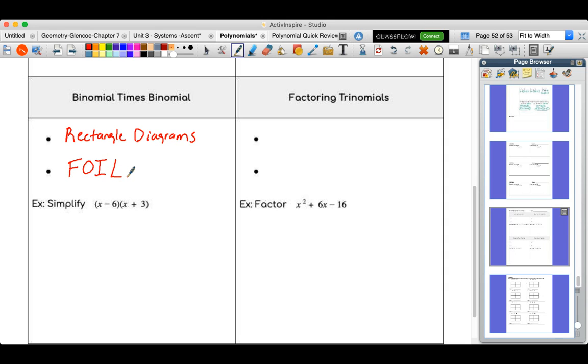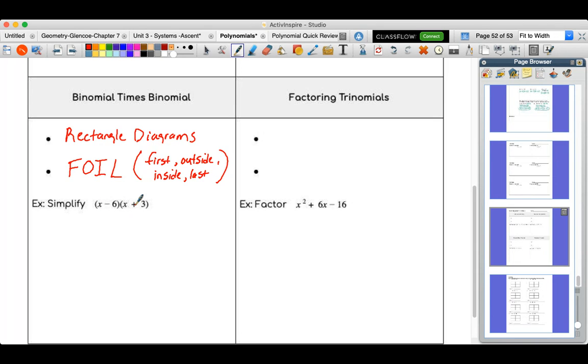if you prefer the FOIL method, which remember stands for first, outer or outside, inside, and last. And that just helps us remember basically the distributive property that you need to do with all 4 combinations when you're multiplying these together.